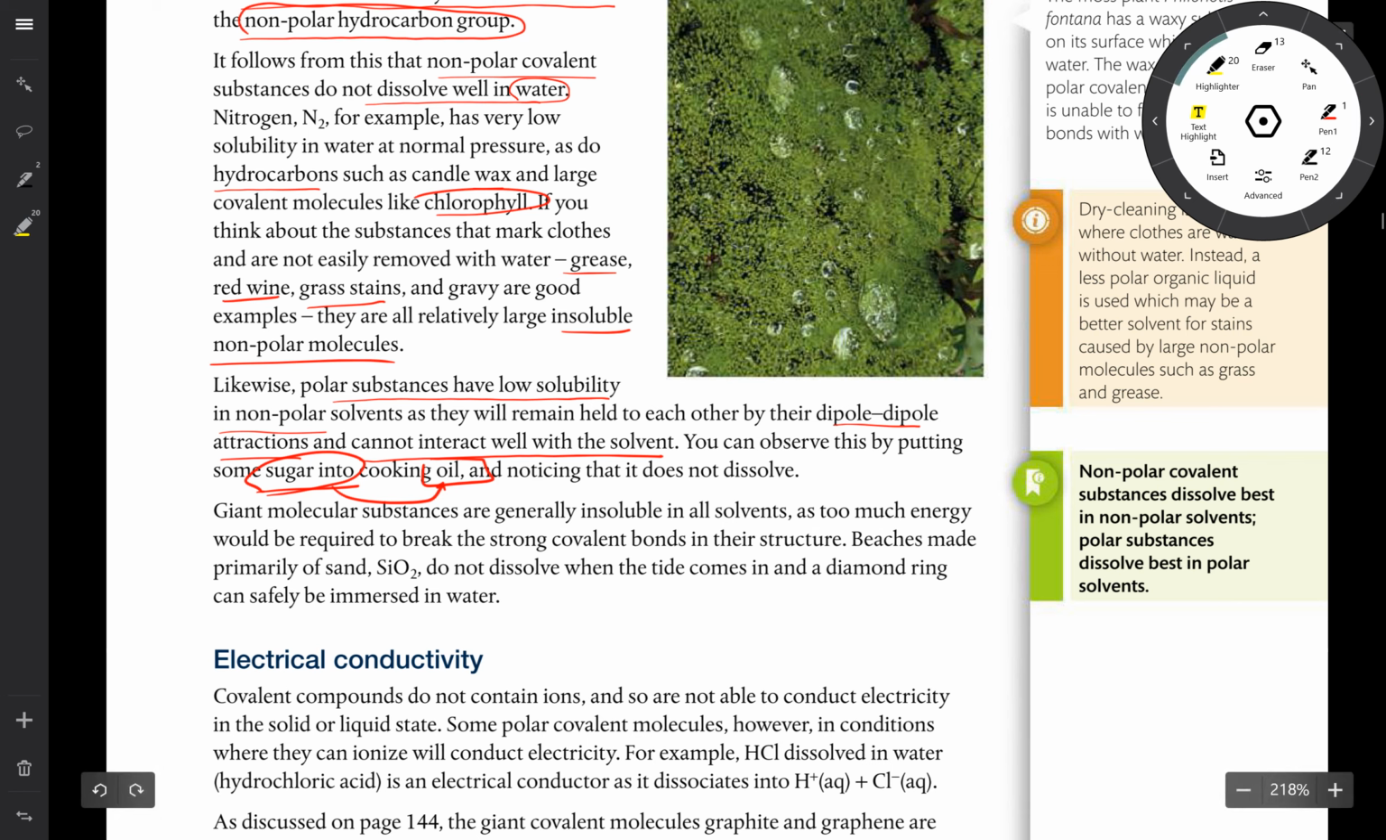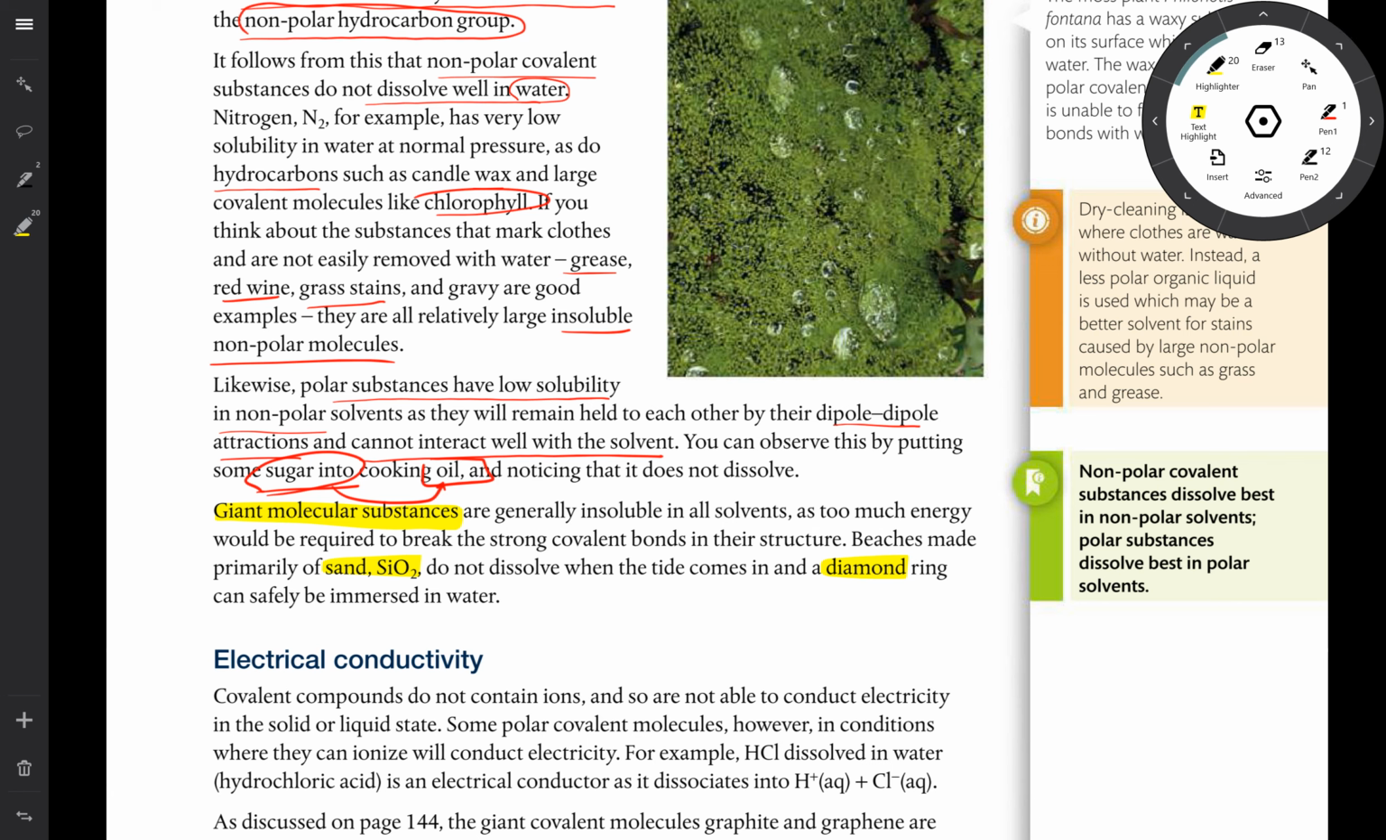Another group that we want to talk about is giant molecular substances. Giant molecular substances are soluble neither in polar solvents nor in non-polar solvents. You can see the sand, SiO2, which you can see at the beaches, is not soluble in water. Diamonds also are not soluble in water.